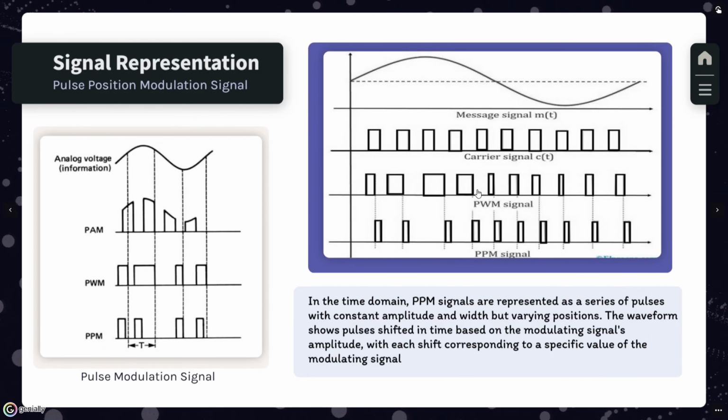In the time domain, PPM signals are represented as a series of pulses with constant amplitude and width but varying positions. So the waveform shows pulses shifting in time based on the modulating signal amplitude, with each shift corresponding to a specific value of the modulating signal.